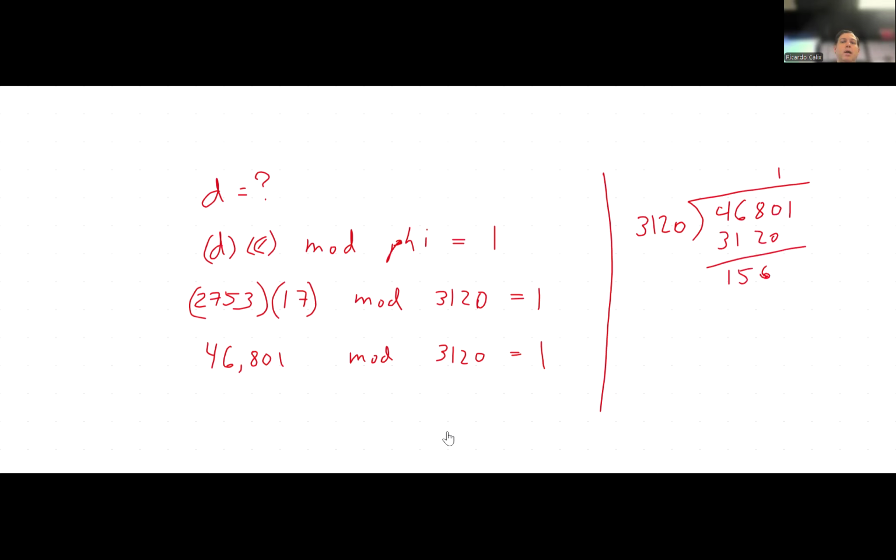Then you carry the 1, and then now you're going to say here that this is 5. So 5 times 3,120 is what? So 5 times 3,120 is equal to 15,600. And the difference between these two is 1. That's it. So that's the operation.